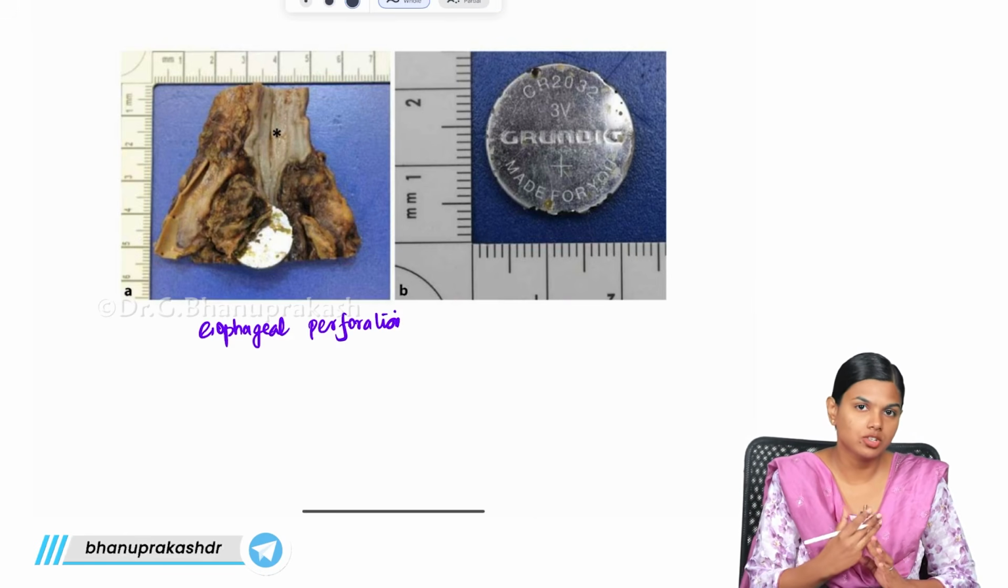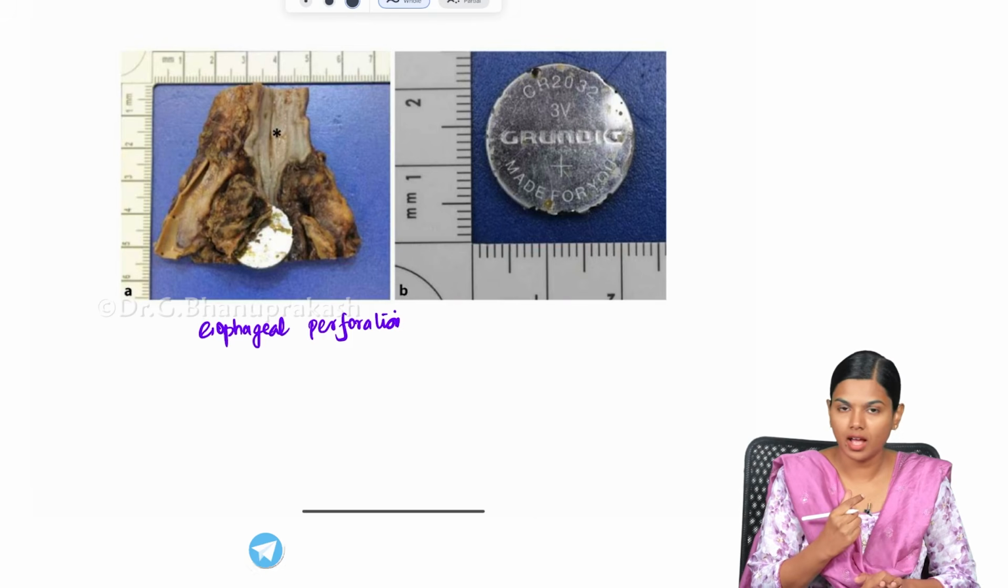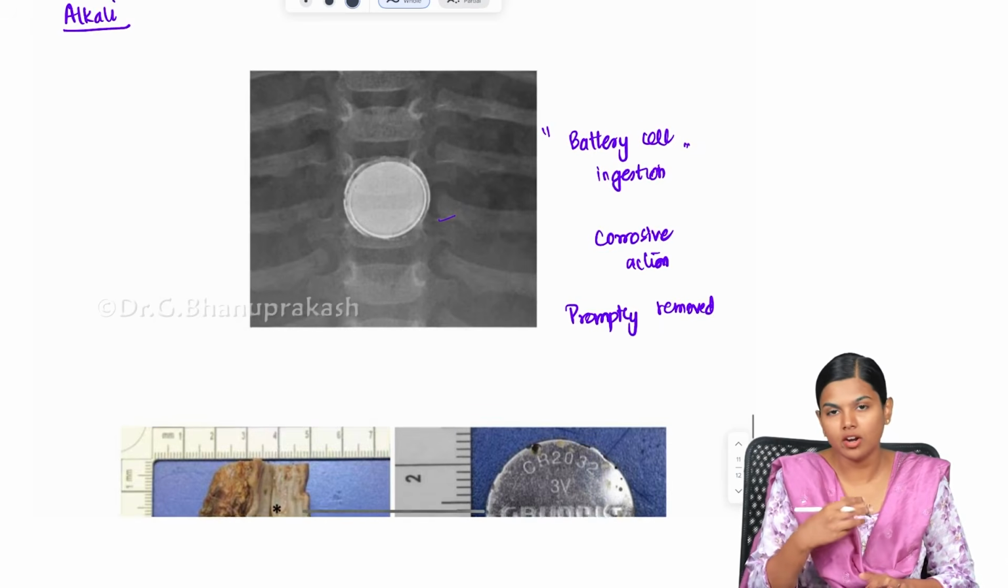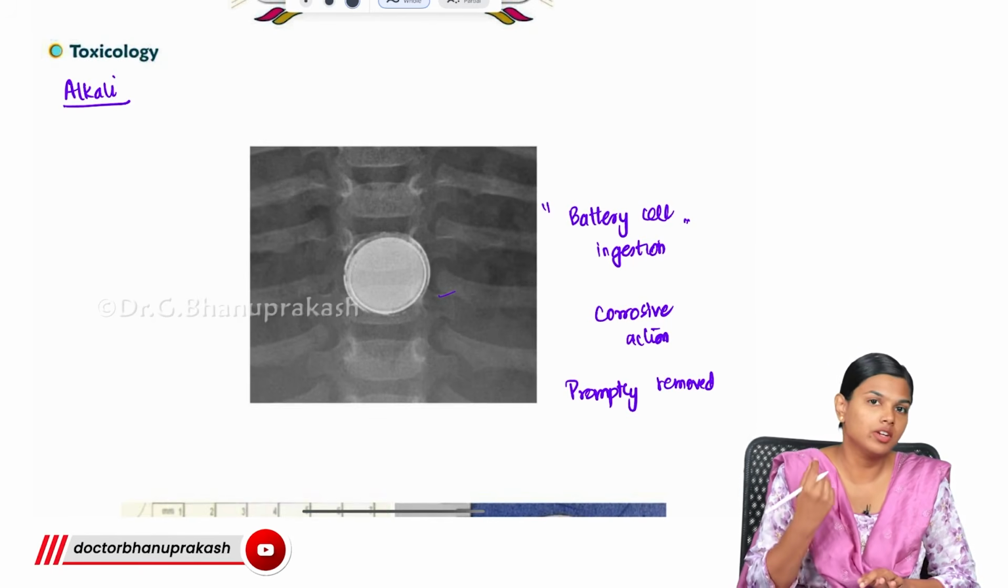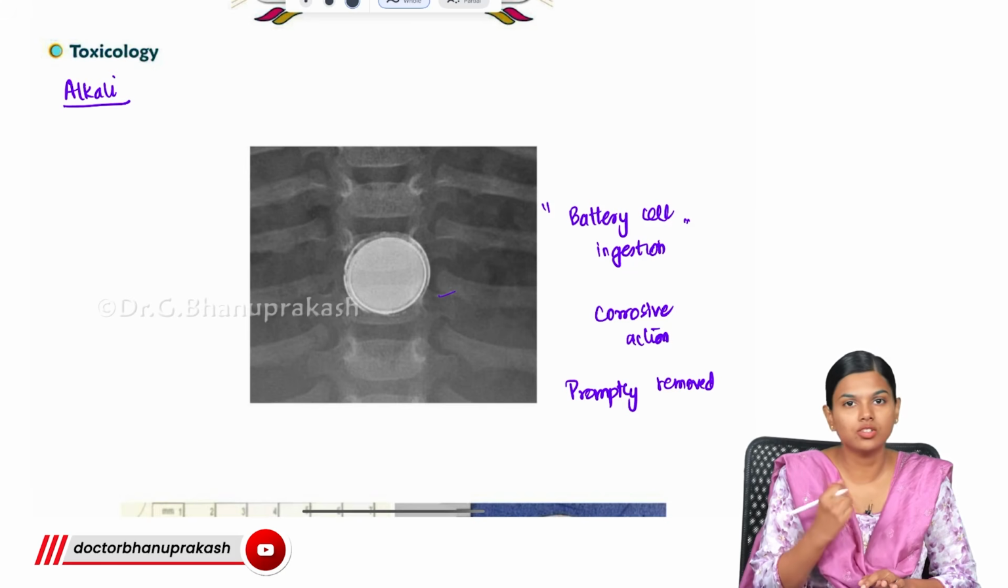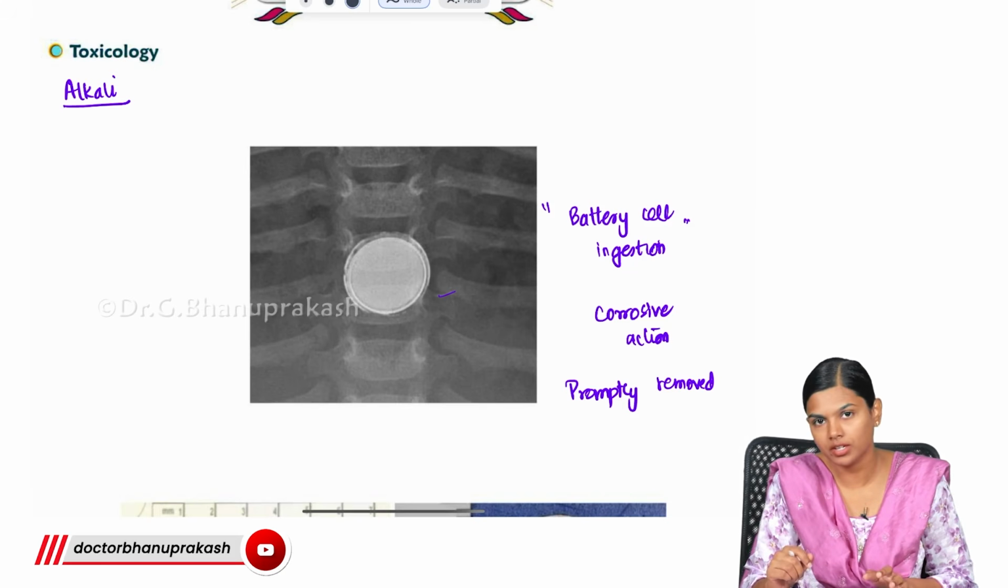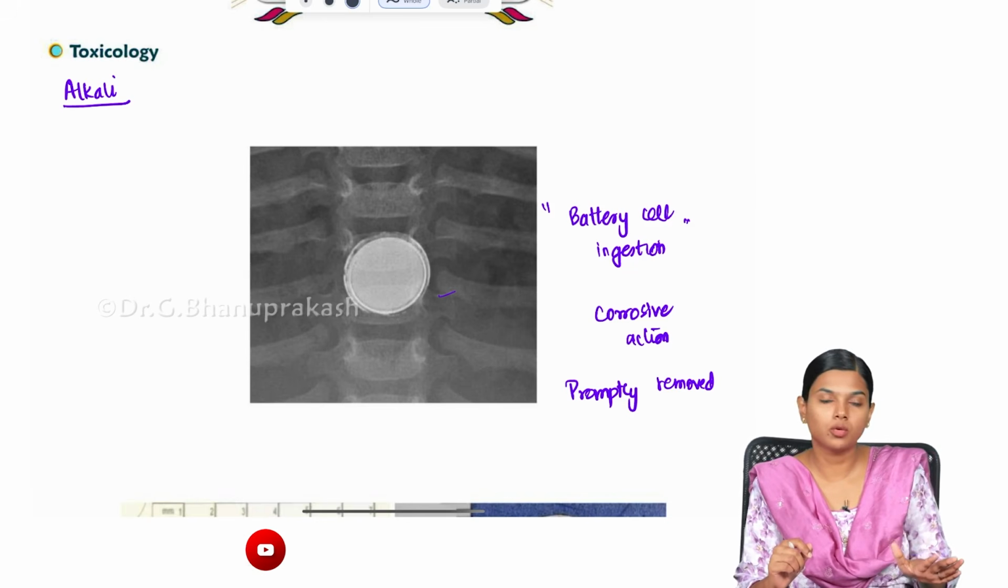So this is the main thing about alkali. The most common alkali ingestion that you will see is the battery cell, and just like any foreign body, you cannot wait for it to pass on its own. You have to do an early intervention and remove the battery, otherwise it will lead to esophageal erosion and stricture formation. Sometimes perforation can also happen. So this is all about the corrosives.